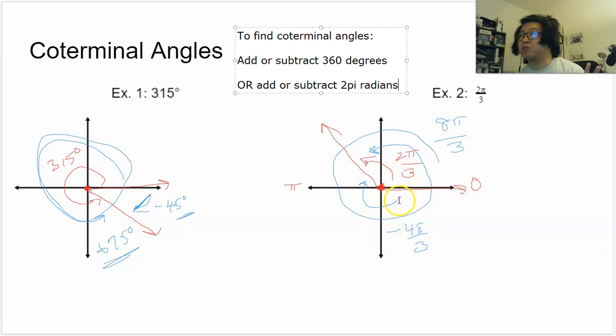And that's all there really is to it with coterminal angles. We'll work on this more in class, so hopefully you were able to get a lot out of this video. I will see you in class.